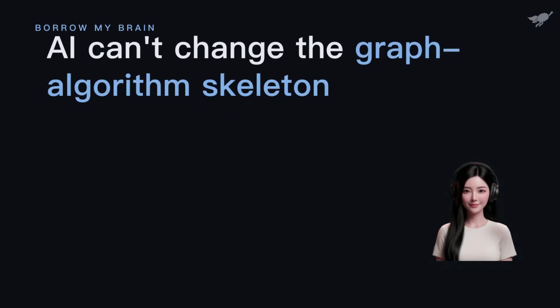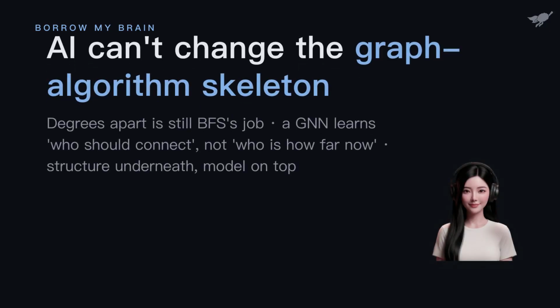And what can it change? Let me be honest. AI doesn't change the graph model, doesn't change bidirectional BFS, doesn't change supernode handling, doesn't change sharding. That's the skeleton. How many degrees apart the two of you are is still a job for BFS, not a job for the model. A GNN learns who should connect to whom, not who is how many hops from whom right now. Structure underneath, model on top.